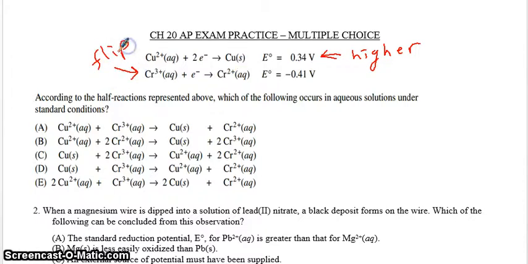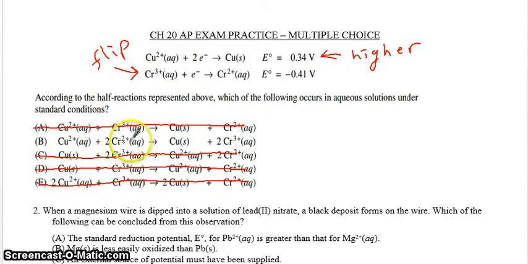And as we flip it, you'll end up with chromium 3+ on the right, chromium 2+ on the left. So chromium 3+ should be on the right, which means this one's out, because chromium 3+ is on the left still. This one's also out. We're looking for chromium 3+ on the right. This one's out. And this one's out. So what we're left with is showing chromium 3+ on the right, chromium 2+ on the left.